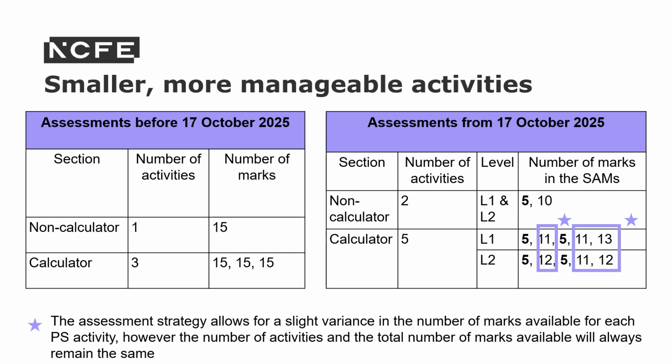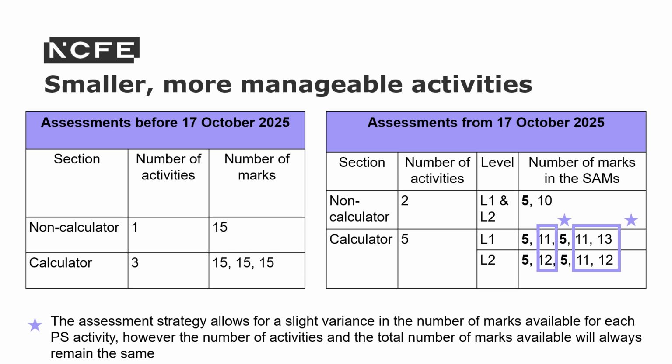In the calculator section there are now 5 activities. Those in bold shown in this table are the underpinning skills activities, and those with the rectangle around them are the problem solving activities. The assessment strategy does allow for a slight variance in the number of marks available for each problem solving activity. So what you can see here is the sample marks available. It goes 5 marks for an activity, then 11, then 5, then 11, then 13.